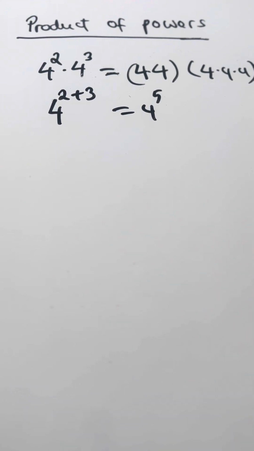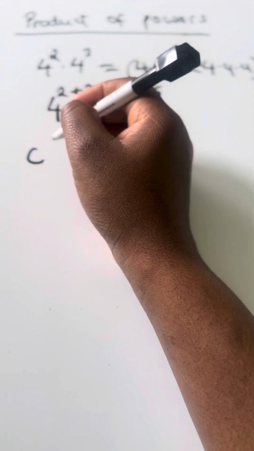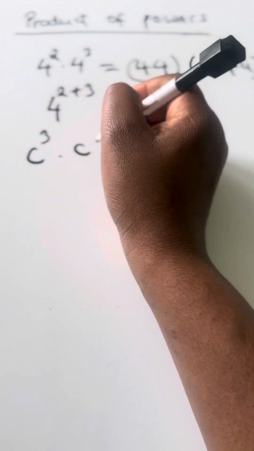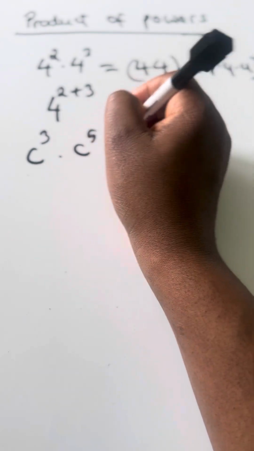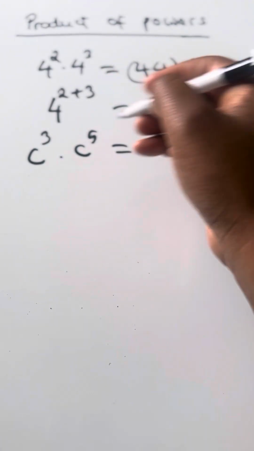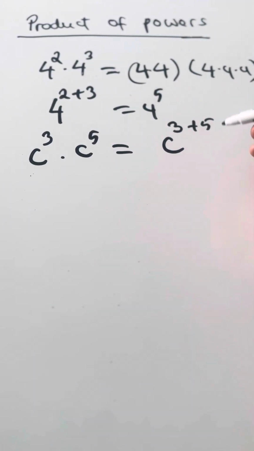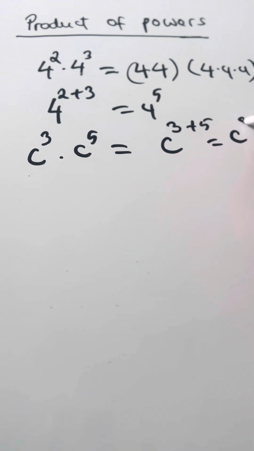We can also work with algebraic terms. For example, c to the power of 3 times c to the power of 5. Here, because the base is the same, I've got c here and c there, I can just add the exponents. So c to the power of 3 plus 5, which is c to the power of 8.